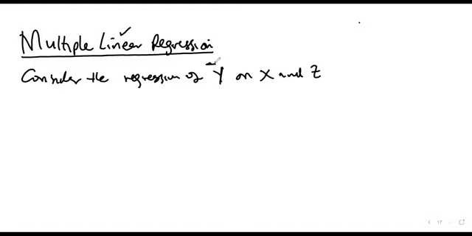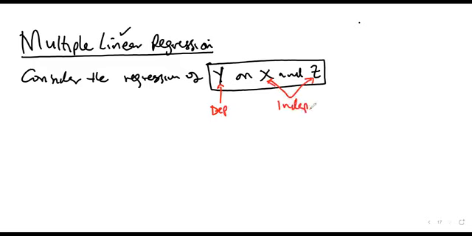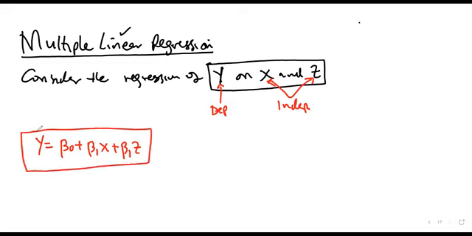So if this is what you have, then you know that this is your dependent variable, and these two guys here are your independent variables. So you are regressing the dependent variable on a set of independent variables. In such a case, the required regression equation is of the form y is equal to beta naught plus beta 1 of x plus beta 2 of z. So that's the required regression equation where y is your dependent variable, then x and z are the independent variables.